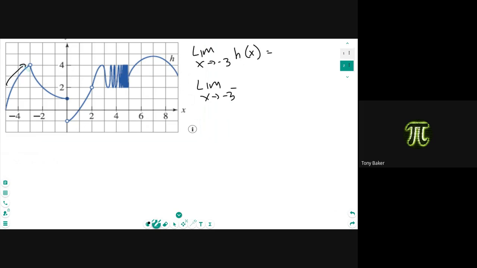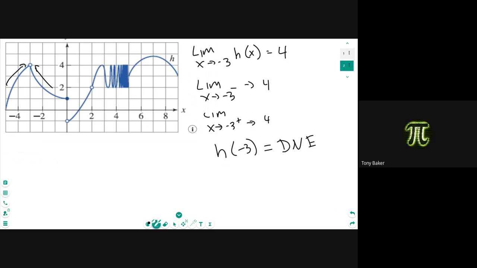So what's happening as we go to there? We're going to 4, right? And if we looked at it from the right, on this direction, we're also going to 4. So the limit as the whole thing goes to 4. Now, h of -3, that does not exist. So plugging in the value doesn't exist at that point.